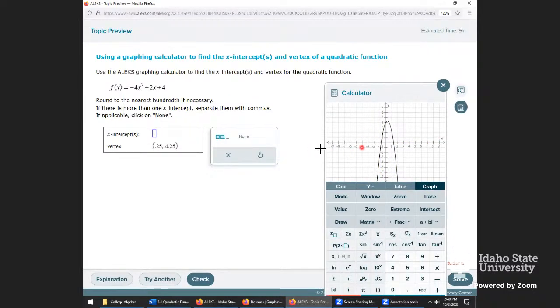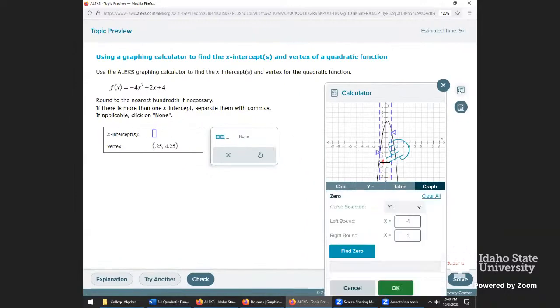Let's see if we can do that a little bit better. I'm going to zoom in on this. Click on 0, and I'm just going to move my strategy like this. I want to just find a 0 in that range. I notice ALEKS is not finding them all at once like I was expecting. You think this technology would work a little bit better. They could have over-programmed it if they wanted to. But no, it looks like it's just going to do one at a time.